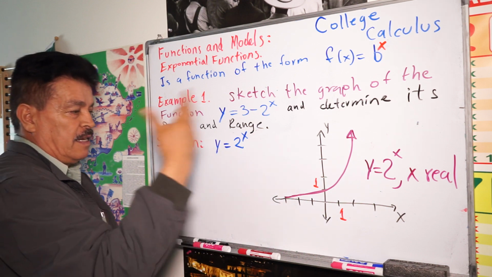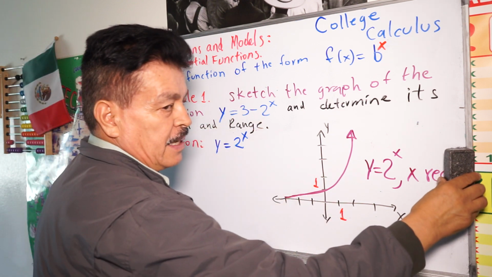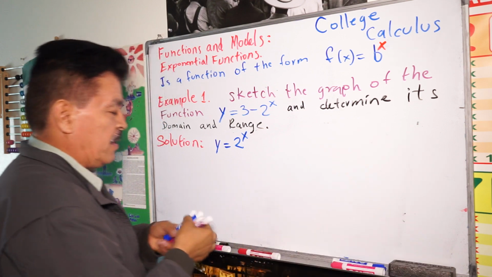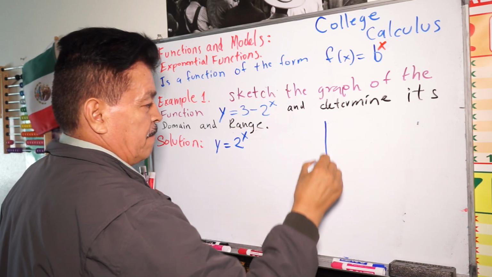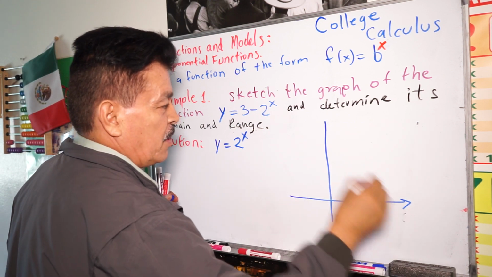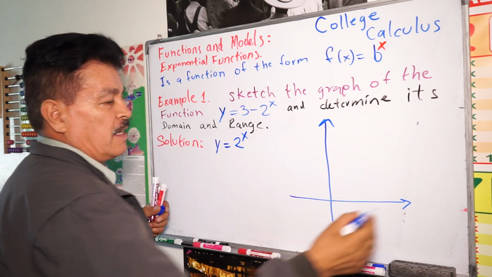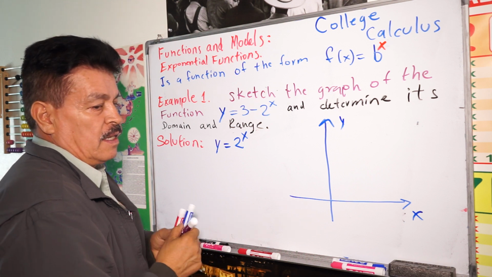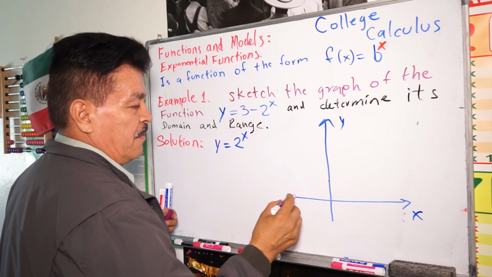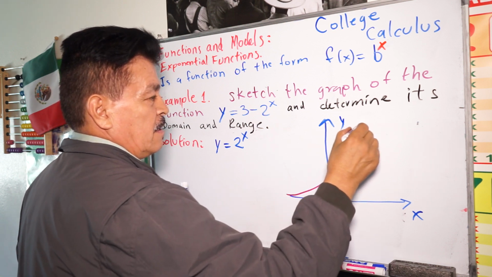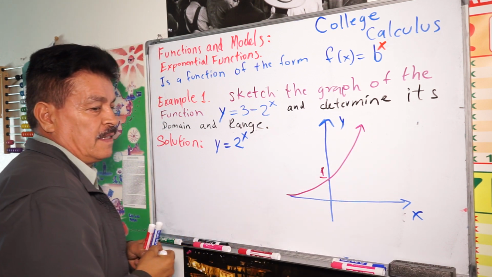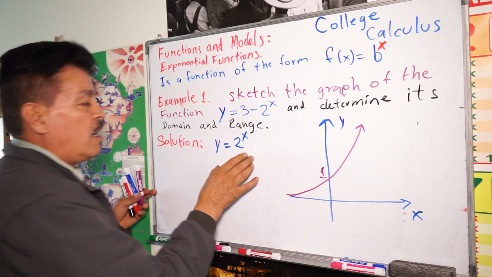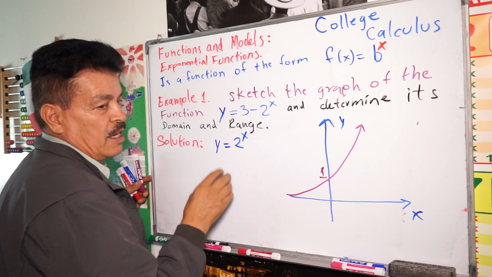Let's try to make the graph again, it's very simple, okay? Just draw the graph. This is x, this is y, and the graph is like this. This is very simple, just to show how y equals 2 to the x power looks.